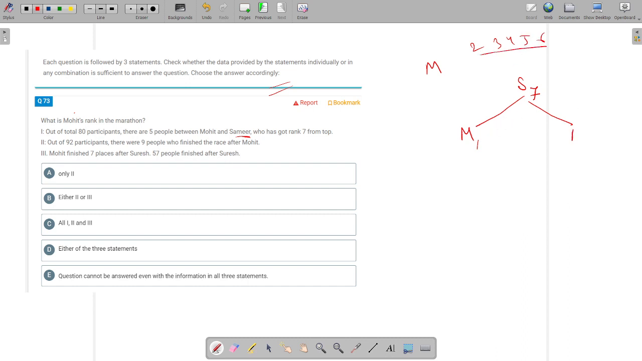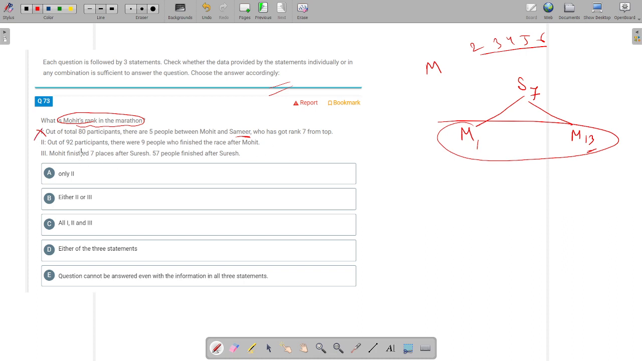Or the other option we have, the difference is 6, so we need 13, right? You don't need to actually know the value of it, but we have multiple cases for Mohit. So we cannot determine the rank of Mohit in the marathon. So the first statement will not be able to determine it.